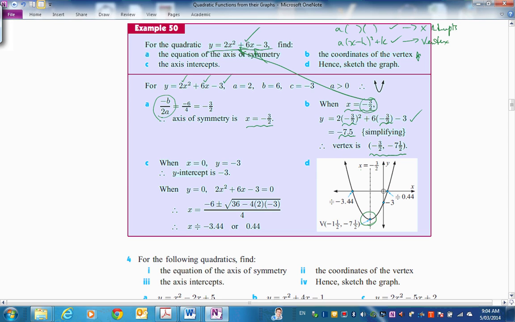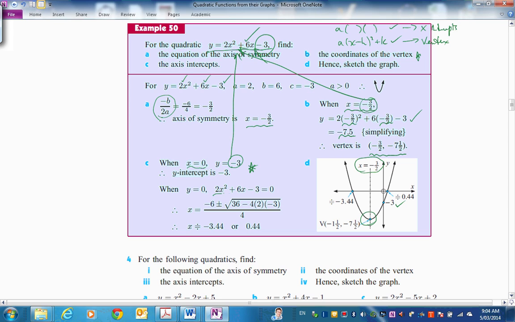Down there, draw in the axis of symmetry. Now find the y-intercept. Put x as 0 back in the formula. So it's 2 times 0 squared plus 6 times 0. It's always the number down the end, isn't it, in this form. So the y-intercept is -3, there it is.